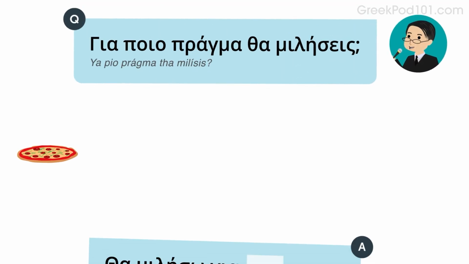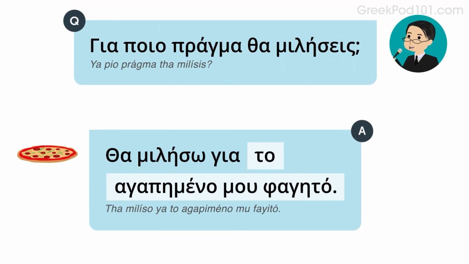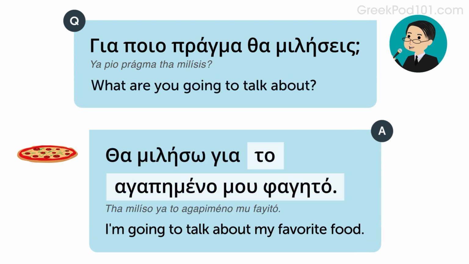Let's look at some examples. Listen and repeat or speak along with the native speakers. Για ποιο πράγμα θα μιλήσεις? Θα μιλήσω για το αγαπημένο μου φαγητό. What are you going to talk about? I'm going to talk about my favorite food.